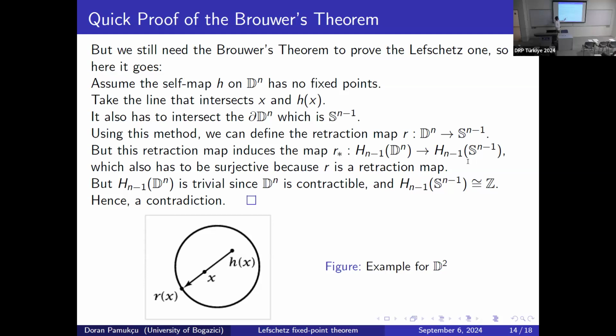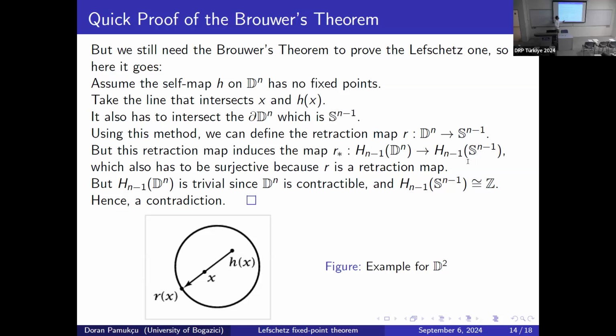Then we can take the line segment between them. And this line segment has to intersect the boundary of our space, which is S^(n-1). Using this method, we can define the retraction map r that goes from D^n to S^(n-1). And it's a retraction map because if we just restrict our function to S^(n-1), it's an identity function.